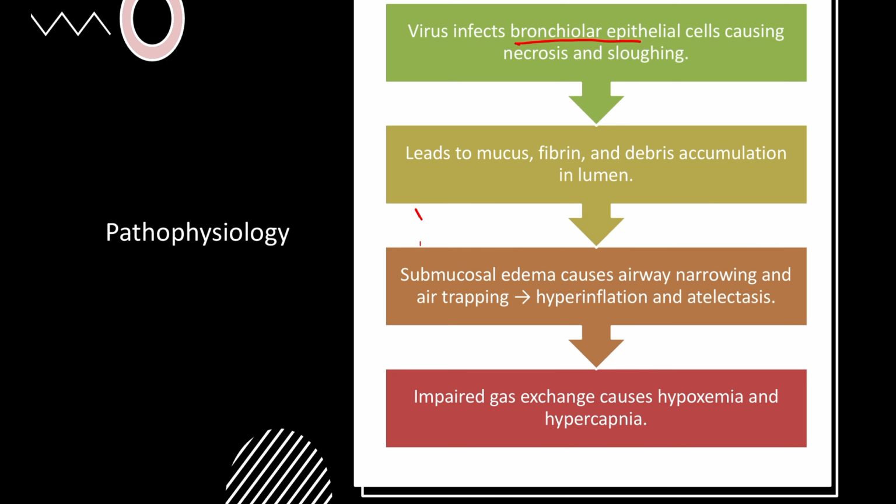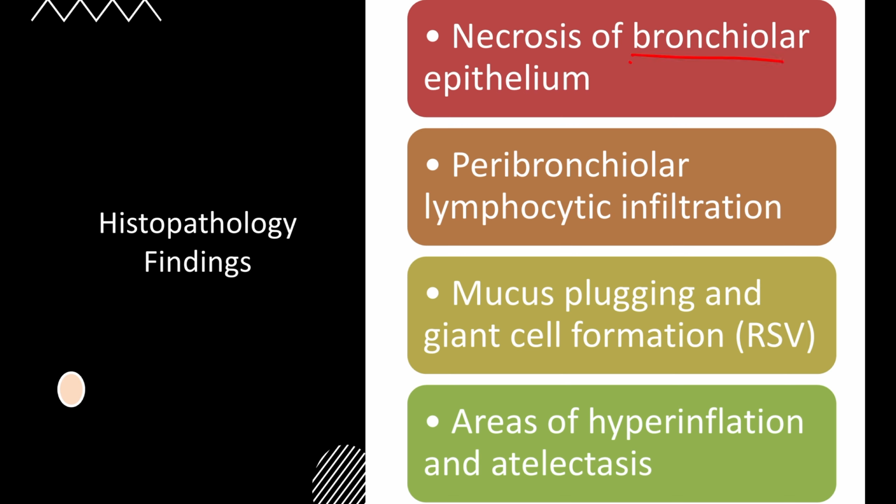The virus infects the bronchiolar epithelial cells, causing necrosis and sloughing. This leads to mucus, fibrin, and debris accumulation in the lumen, thereby narrowing the lumen. Submucosal edema causes airway narrowing and air trapping. This results in hyperinflation and atelectasis. Impaired gas exchange causes hypoxemia and hypercapnia. Necrosis of bronchiolar epithelium is common.